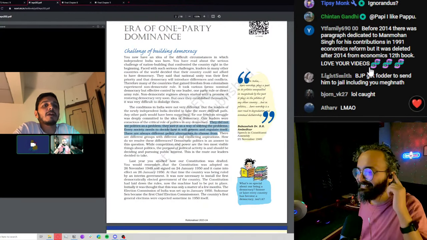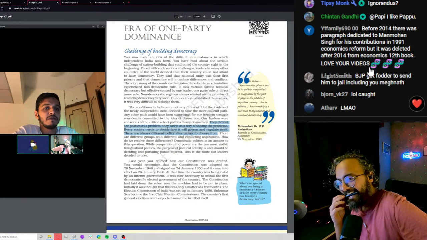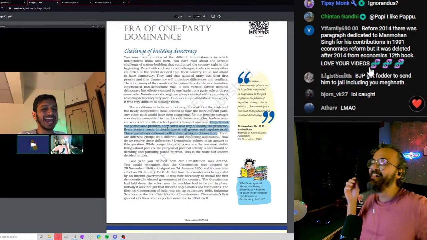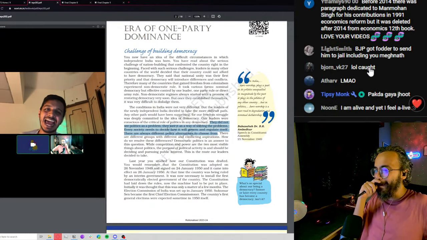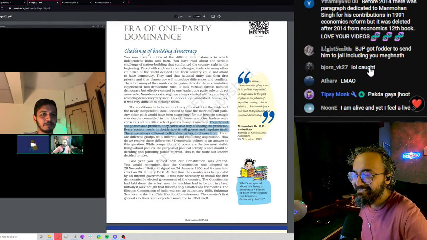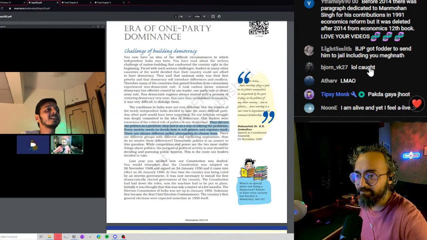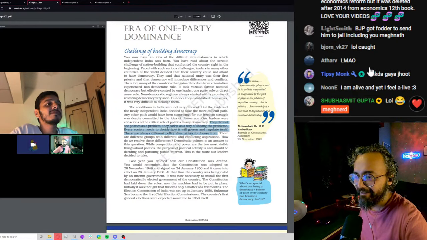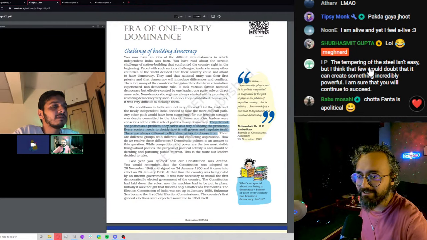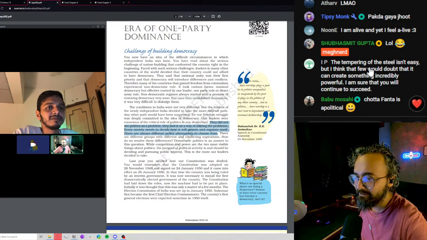That's why Meghnad hates coming to Bombay, because Bombay is full of apolitical people. People are like, I'm just an influencer, I just put stories, I'm not about this politics. Precisely that. See, chat is also saying you caught me and stuff.